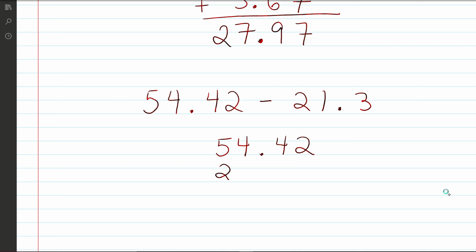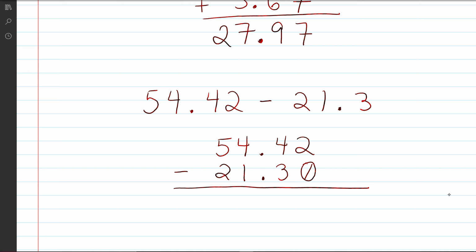The 4, which is in the hundredths place, we put that 1 under it. The decimal points line up. The 3, which is in the tenths place, goes under the 4, which is in the tenths place. And we draw a line and subtract. And again, if you choose to write a placeholder, you can. 21 and 3 tenths is the same as 21 and 30 hundredths.